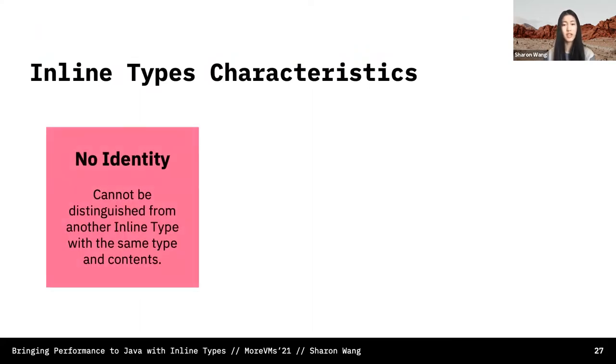Firstly, inline types have no identity. That means that any two inline types with the same type and contents are considered the same thing. This is different than regular objects because two object references that can refer to similar data would be considered two different objects.